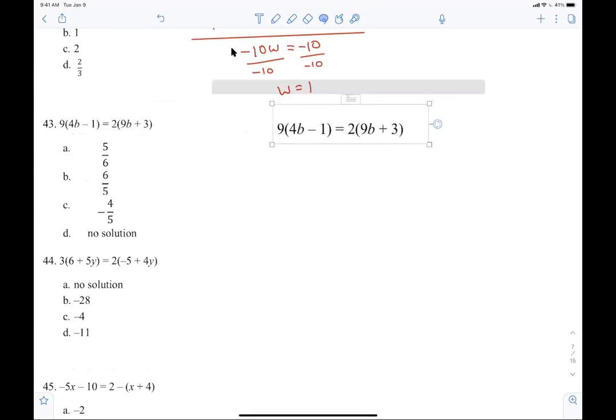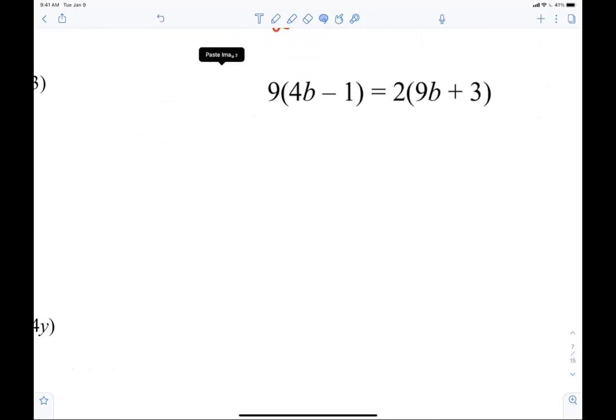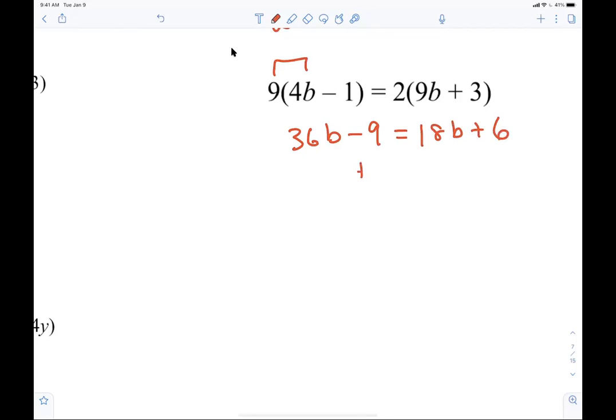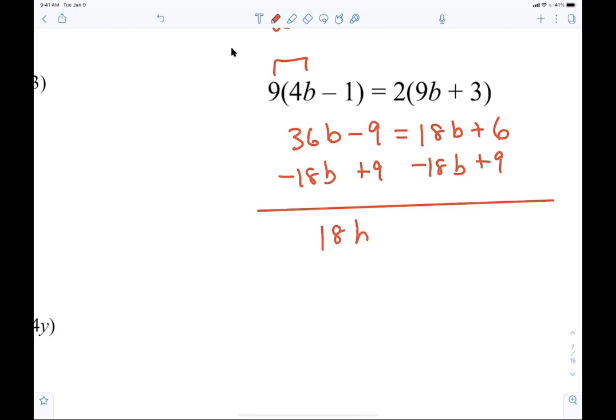All right, here we go. Distributing the 9. 36b minus 9 equals 18b plus 6. Adding 9, subtracting 18. 36 minus 18, 18b equals 15. All right, so this is a good one.